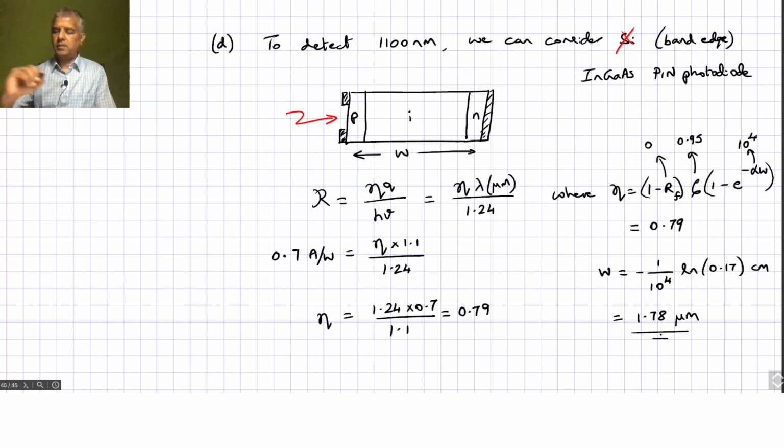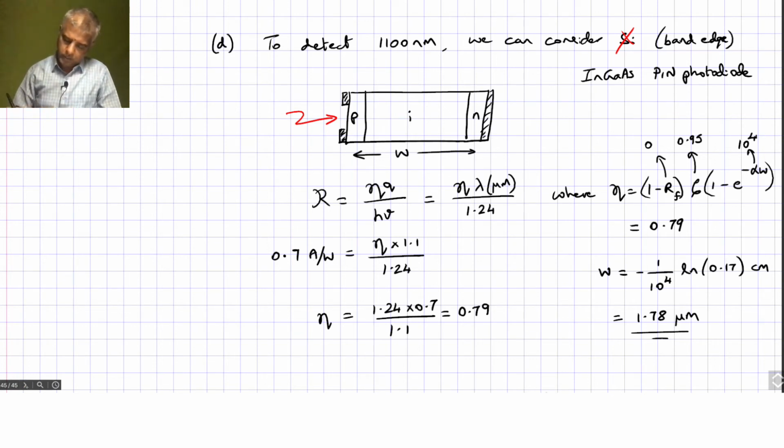Okay. So, that is actually the width of the absorption region that is necessary to support a responsivity of the PIN photodiode of 0.7 amp per watt. Okay.